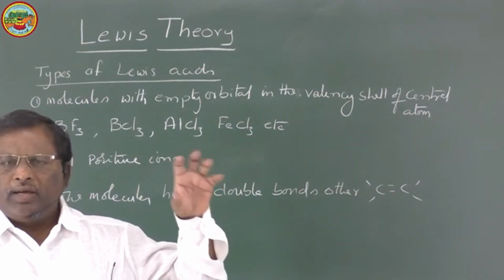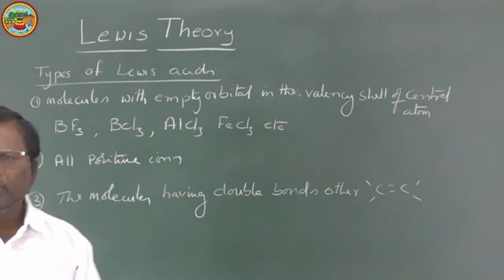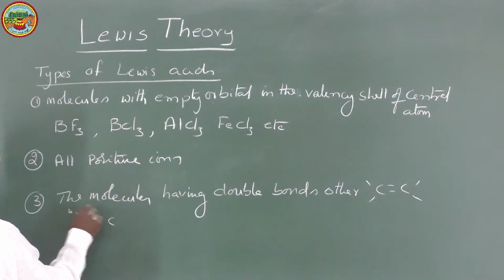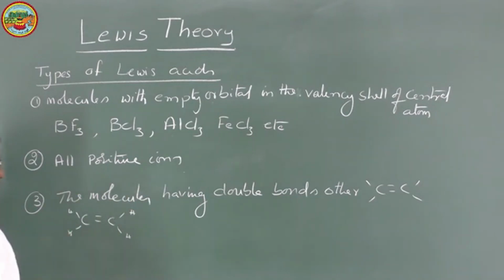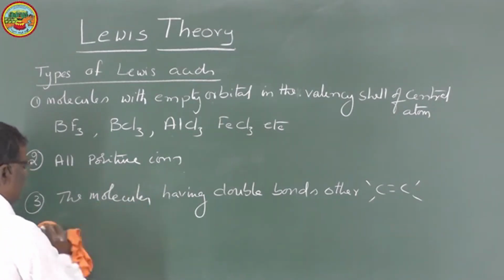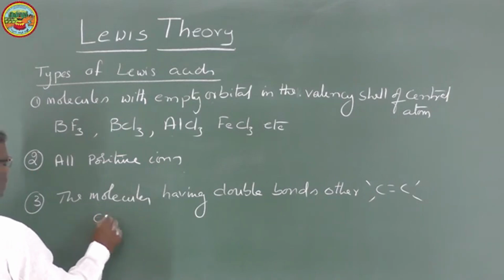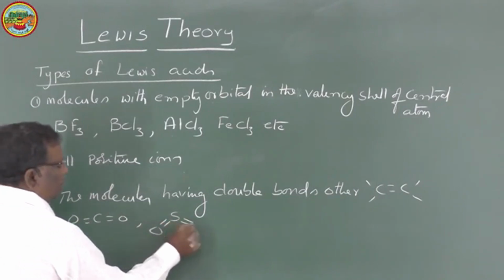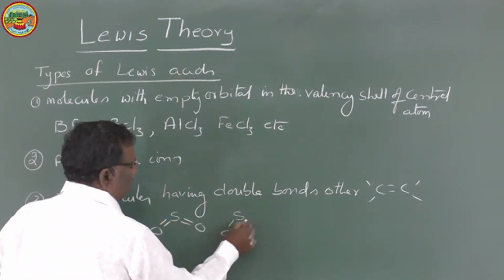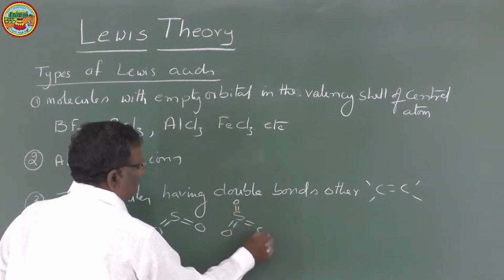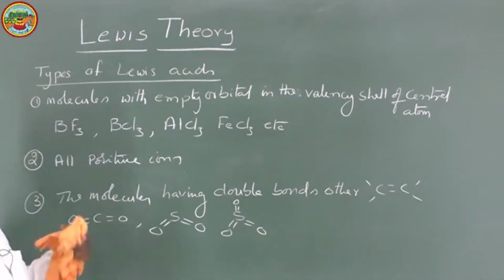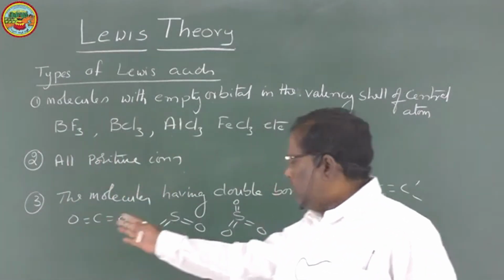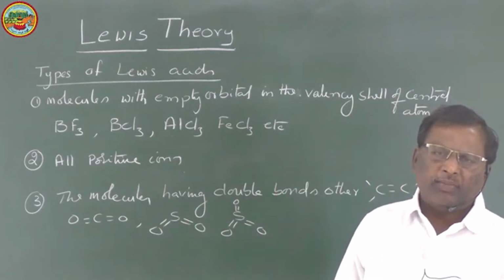Molecules containing double bonds other than carbon-carbon double bond. For example, ethylene CH2 double bond CH2. Sorry, other than carbon-carbon double bond. That means CO2, SO2, SO3, or NO2, N2O, etc. Oxides of nitrogen, oxides of non-metals, all will have double bonds other than carbon-carbon double bond.